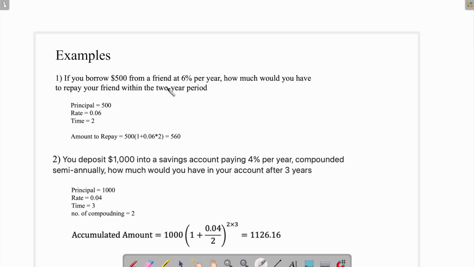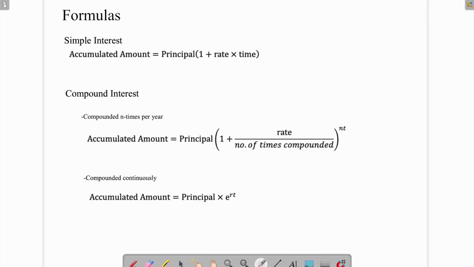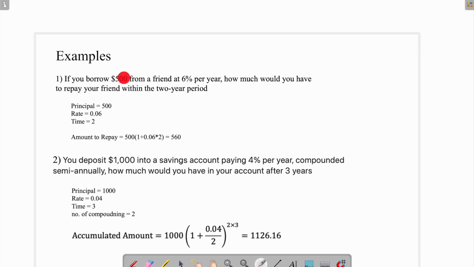So let's say you say to him, okay, I'll take your 500, but I can't pay you for another 2 years. And he says, okay, that's fine, but I want 6% per year, and I'll charge you simple interest. I'm not going to charge you anything more than that. So we go back to the formula, principal times 1 plus rate times time. So what's our principal here? Our principal is 500, the amount we initially borrowed.